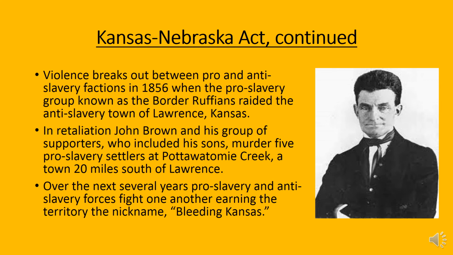All right, and Pottawatomie Creek was very close to Lawrence, where the Border Ruffians had, again, enacted their violence prior. So basically, over the next several years, you're going to have these outbreaks of violence, and basically Kansas is going to earn the name Bleeding Kansas.